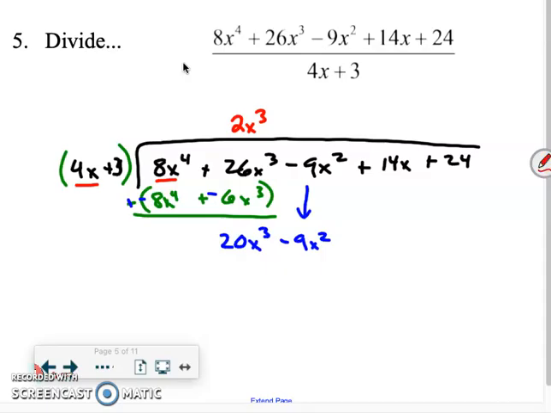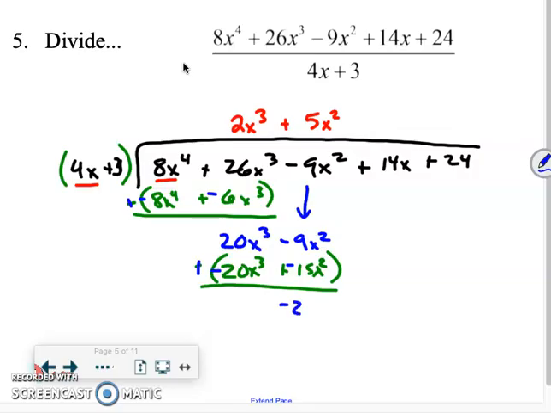We can repeat the process. So 4x goes into 20x cubed. We would say 5x squared times. Again, now multiplying, 5x squared times 3 is going to be 15x squared. Again, this is a subtraction problem. So when you subtract, you really have to add the opposite. So the 20x cubes are going to cancel out. The negative 9 and the negative 15x squared is going to be negative 24x squared plus 14x.